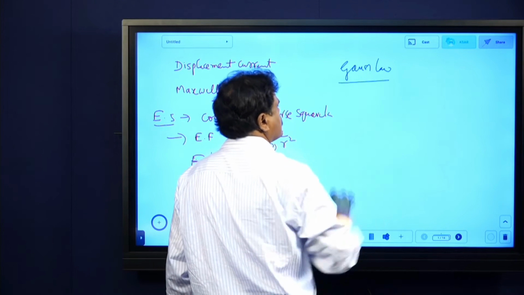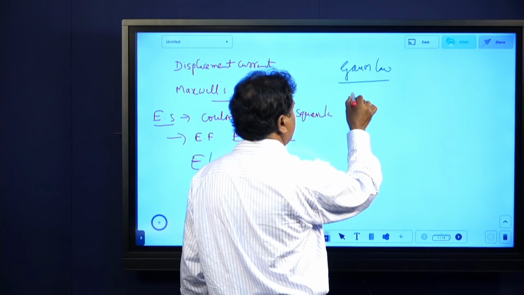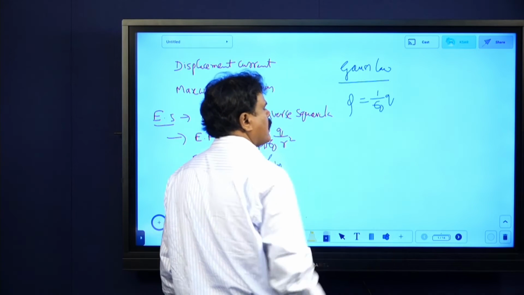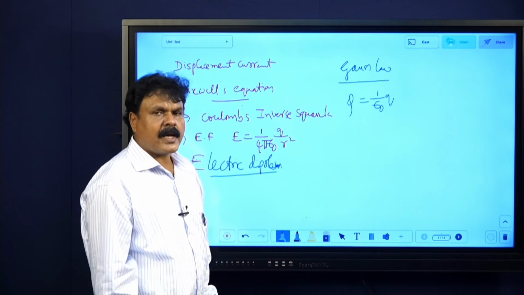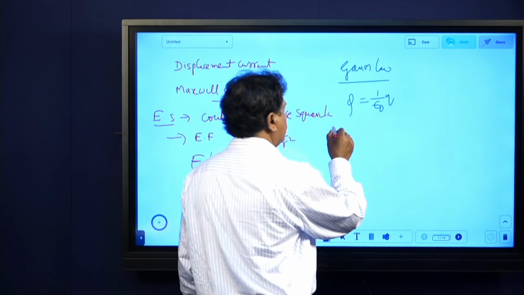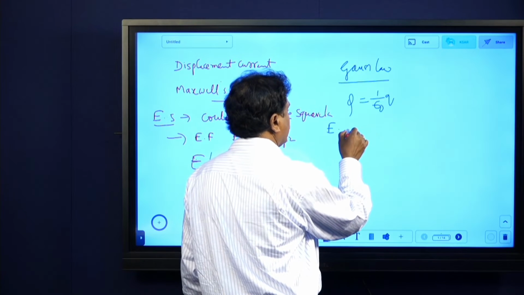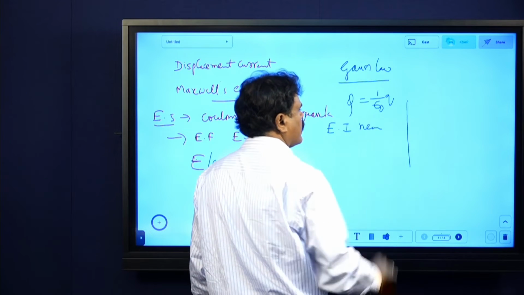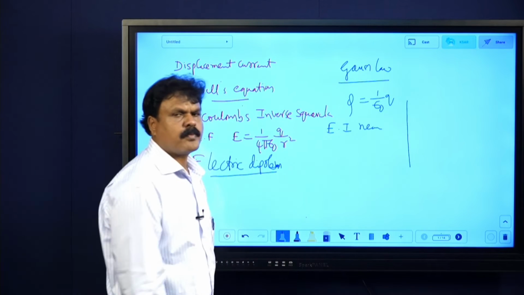Applications of Gauss law. This Gauss law I told already, phi equals 1 by epsilon naught q. By making use of this, how to obtain electric intensity near a thin wire, a thin long wire. It will be very simple.